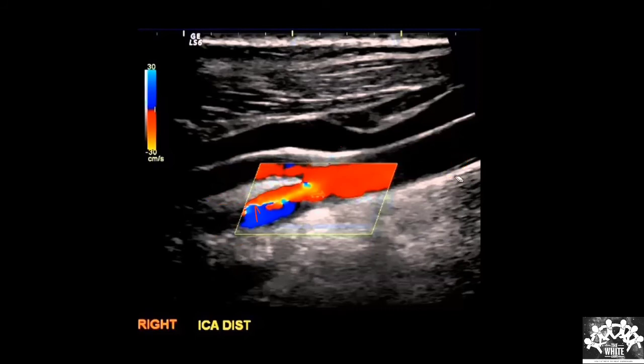Any stroke patient comes, you can do this. You just have to keep the probe. Which probe will you select and keep here? Which frequency? Linear probe or curvilinear probe? Good, everyone, linear probe. Someone said curvilinear probe. Correct yourself. It's a linear probe.